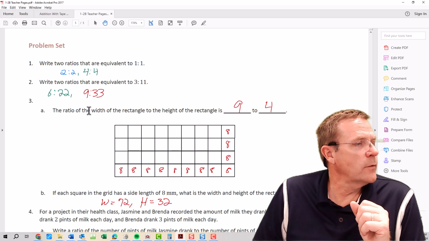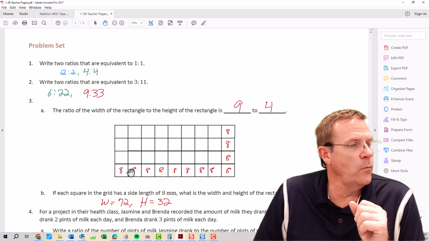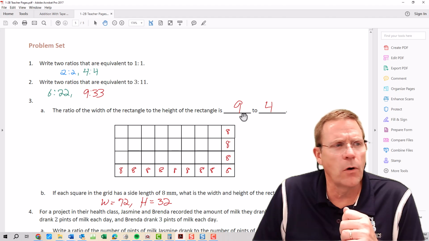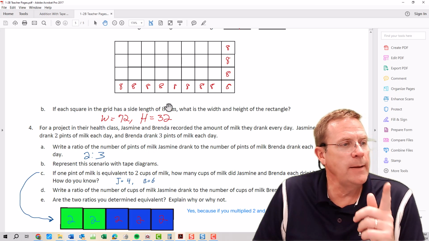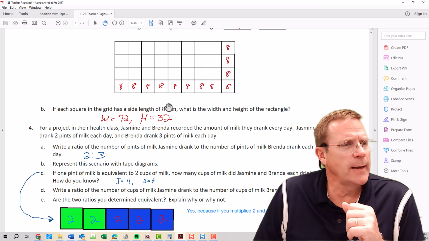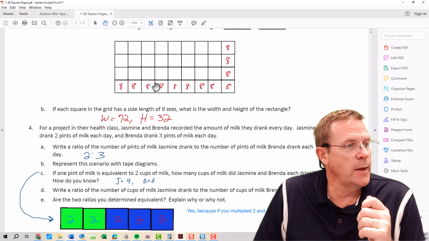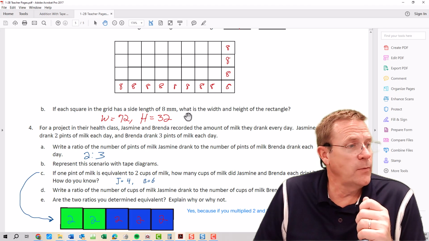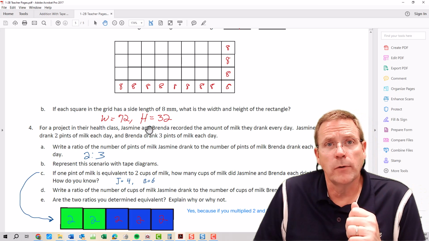From here, we said the ratio of the width of the rectangle to the height of the rectangle. Well, the width was 9 units wide. The height is 4 units tall. So it's going to be a 9 to 4 ratio. And then it says that if each square of the grid is 8 millimeters, what's the width and the height going to be? Well, the width is going to be 72, because 8 plus 8 plus 8 all the way through is 72. And the height adds up to be 32. So that gives me a 72 to 32 ratio.